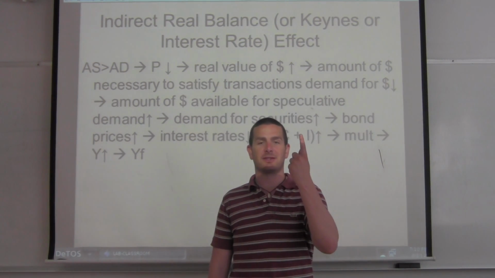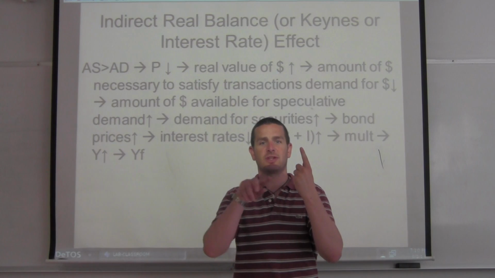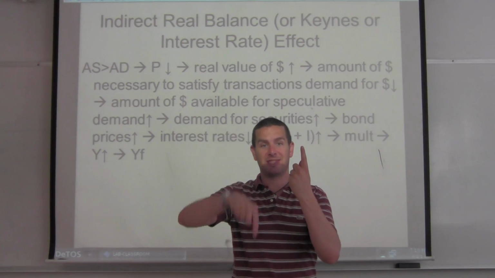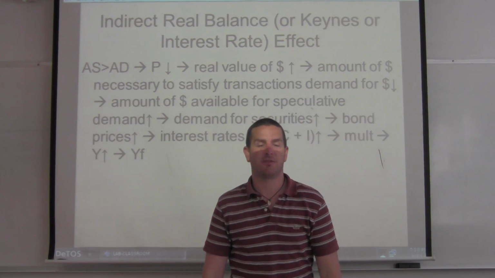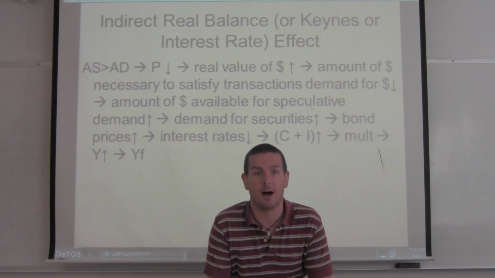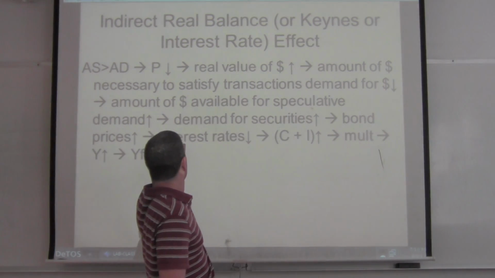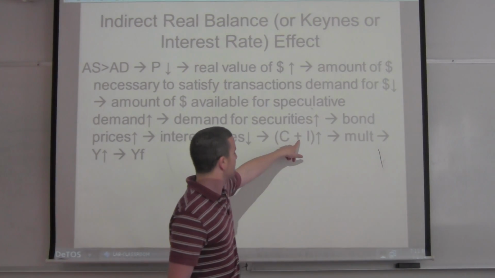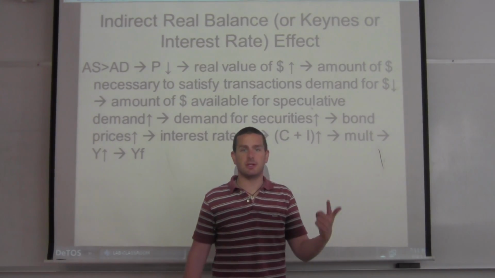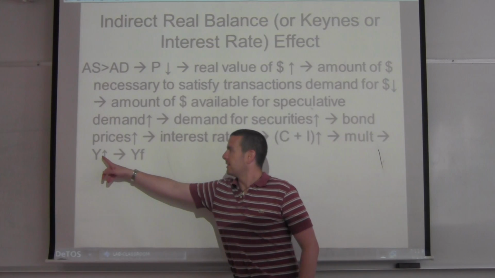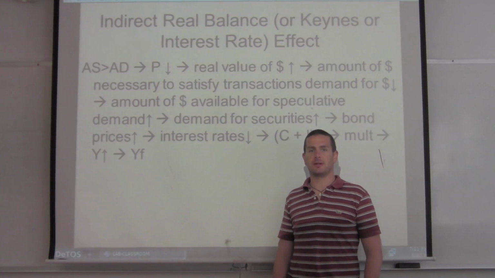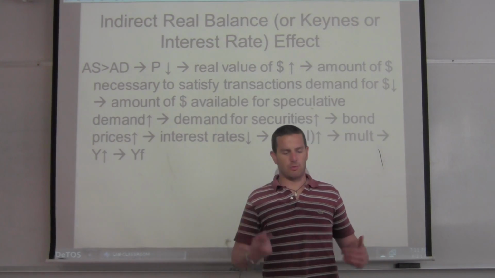If bond prices go up, that inverse relation again, if bond prices go up, interest rates go down. And if interest rates go down, then investment goes up. It says right here, interest rates go down, consumption and investment goes up. As consumption and investment goes up, you get increasing income, which gets you back to full employment. Okay? So let's just do this one more time.